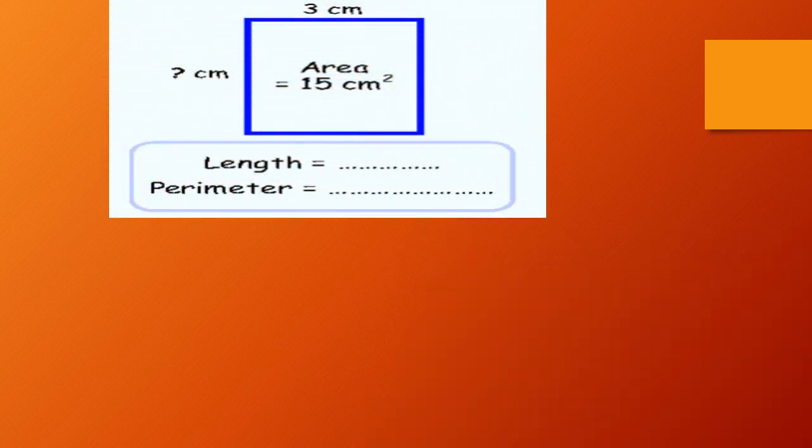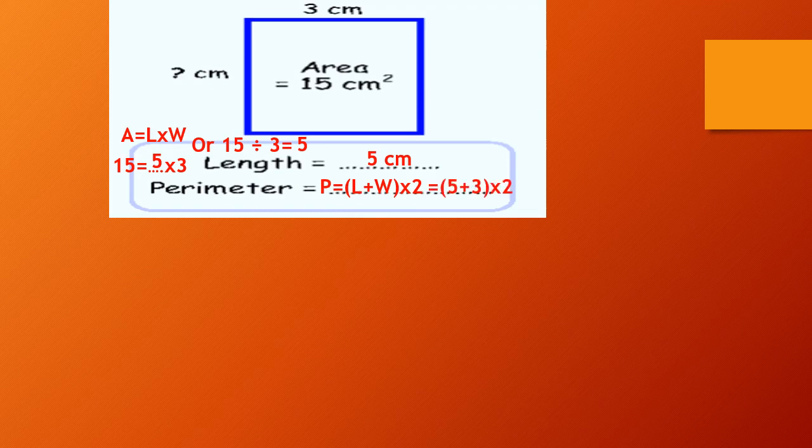This rectangle has an area of 15 centimeters squared and the width is 3. You want to know what is the length. So what by 3 equals 15? 5 by 3 equals 15, or 15 divided by 3 equals 5. So the length is 5 centimeters. The perimeter is length plus width, by 2. 5 plus 3, by 2. 8 by 2 equals 16 centimeters.